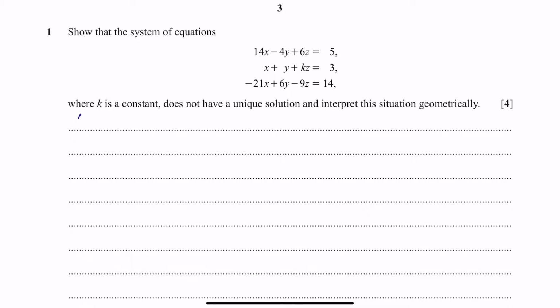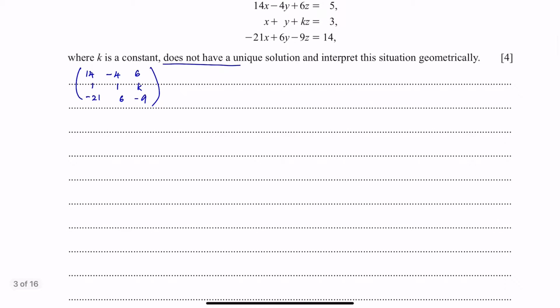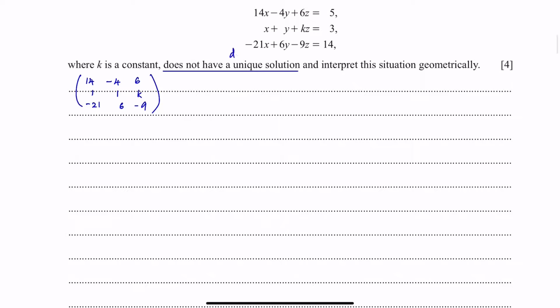So we can first write these equations into a matrix. So you get 14, -4, 6, 1, 1, k, and -21, 6, and -9. When it says that the system of equations does not have a unique solution, it means that the determinant of the matrix is 0. So we just need to prove that.